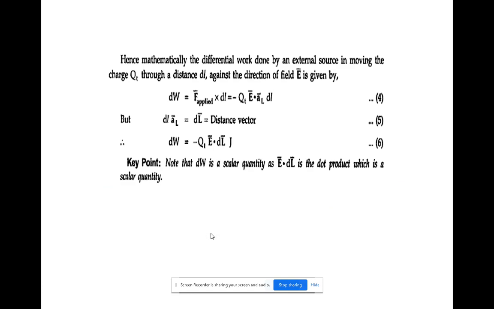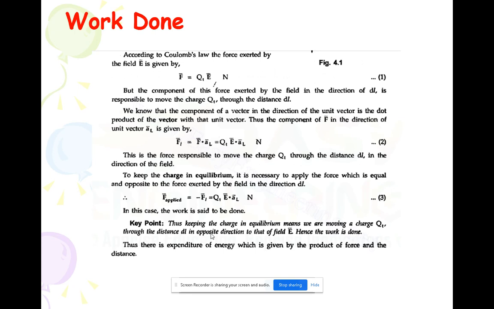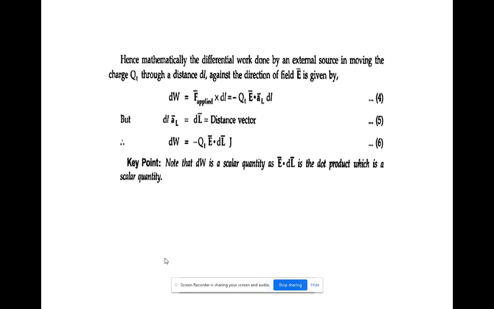So here we are going to write the mathematical equation for work done. The differential work done by an external force in moving the charge through a distance dl against the direction of the electric field is represented by dW equal to force applied into dl. The product of force and distance will give the work done on the electric field.